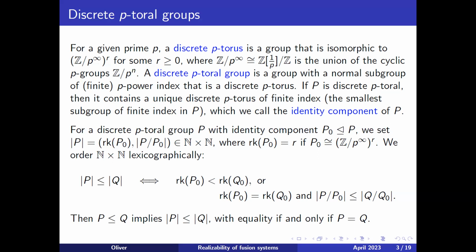So a pair of natural numbers ordered lexicographically, and this allows us to say that if you've got a subgroup P contained in Q, a pair of discrete p-toral groups, then P contained in Q implies that the order of P is less than or equal to the order of Q, with equality if and only if P equals Q, just as you would expect for finite groups.